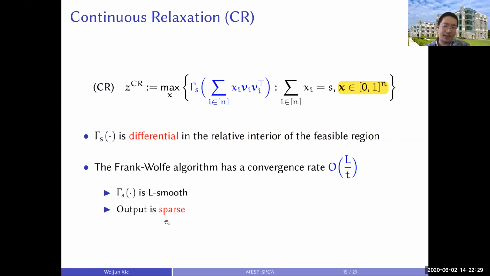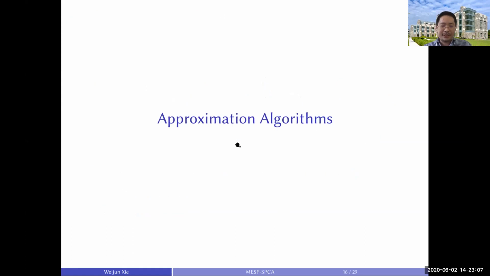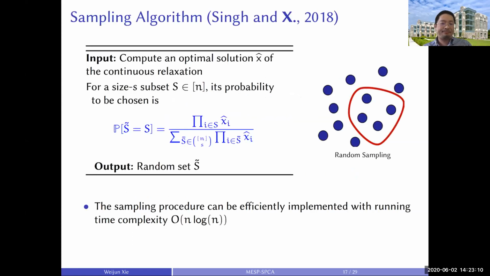Okay, so the solution is sparse, and we can, for example, run sampling algorithms even faster if we know that the output is sparse. So that's the formulation. Next, we use our approximation algorithm to demonstrate that this continuous relaxation bound not only provides us a good bound, but also lets us know how good this continuous relaxation bound is. This is based on our first approximation algorithm.